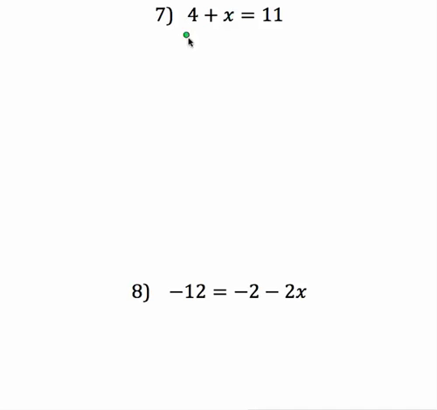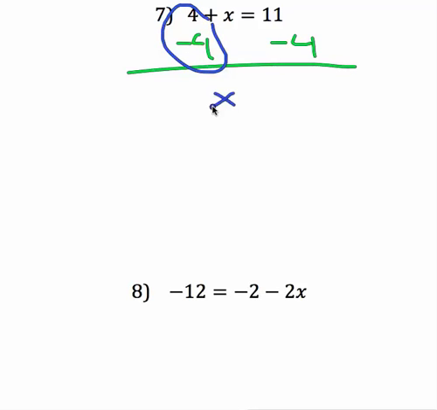Number 7, x is being added by 4, so I'm going to subtract 4 from both sides because 4 and negative 4 make 0. On the left side of the equation I have x, and on the right I have 11 minus 4 is 7.